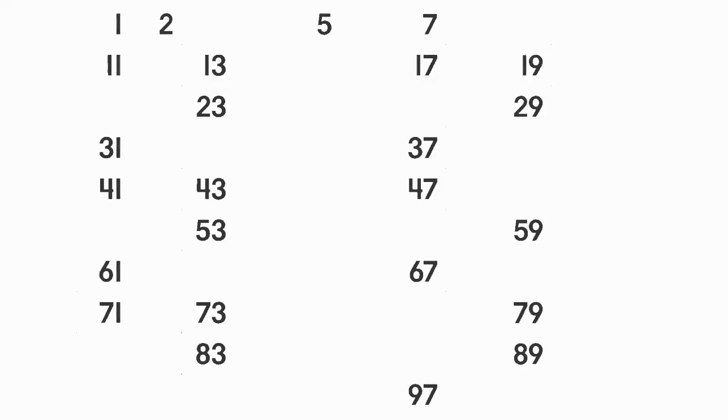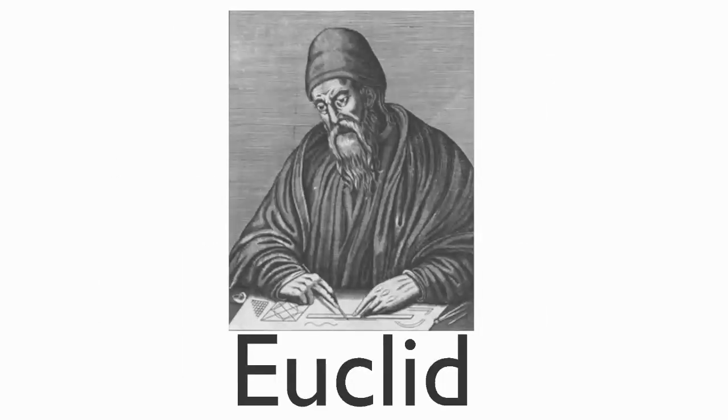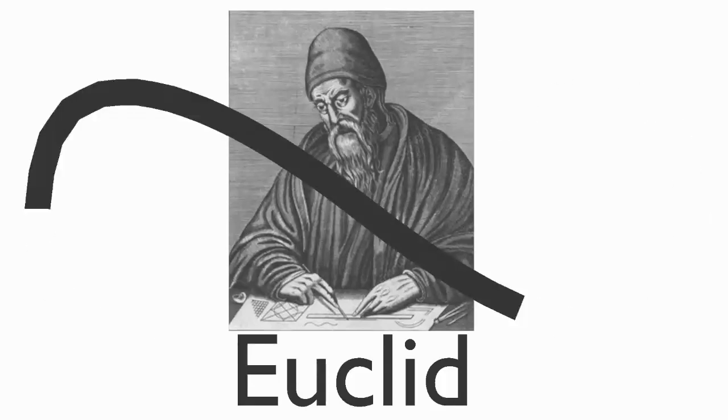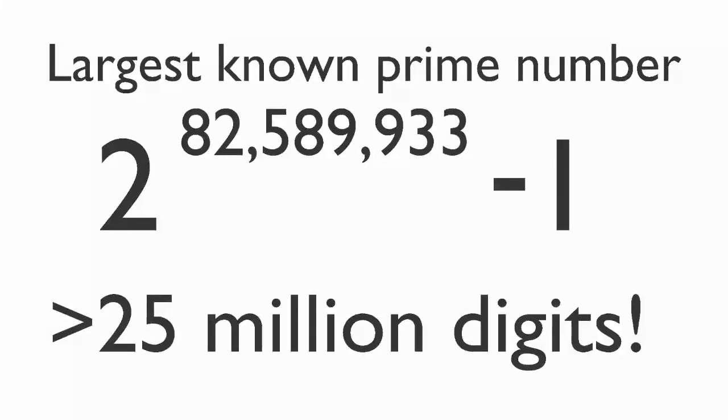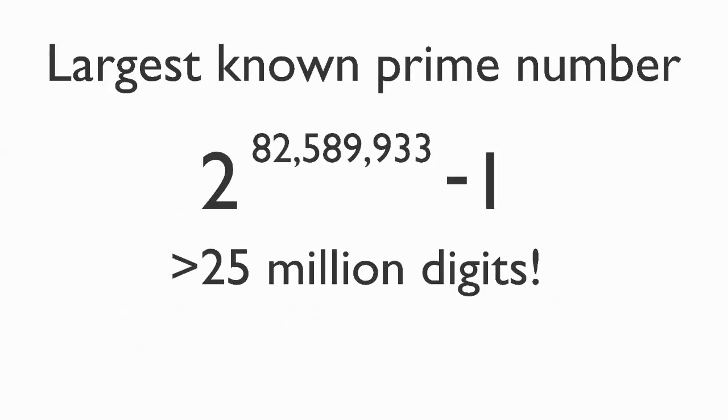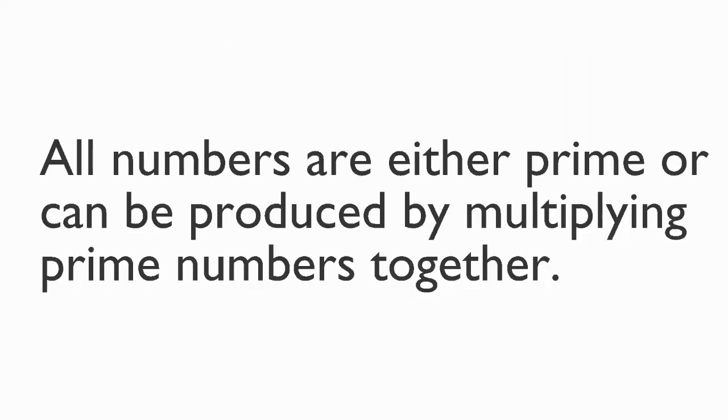Now it might seem that after a certain point, all of these multiples would leave no numbers behind to be prime. But here's the thing. The ancient Greek mathematician Euclid proved that there are an infinite number of primes. The list just never ends. The largest known prime number is a super long number with almost 25 million digits, and they're still calculating larger ones.